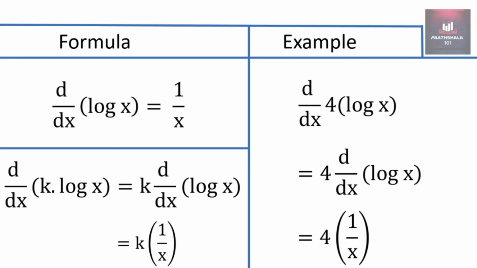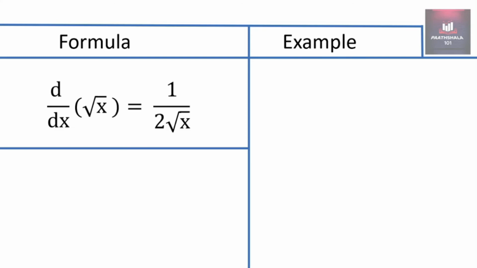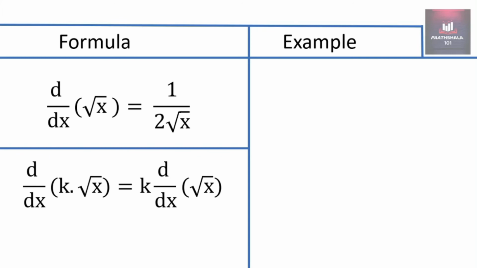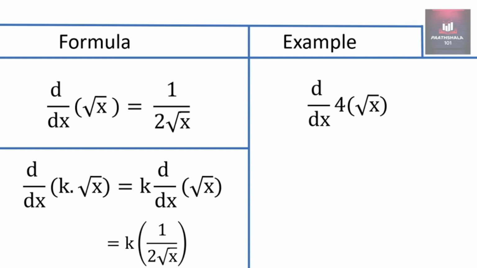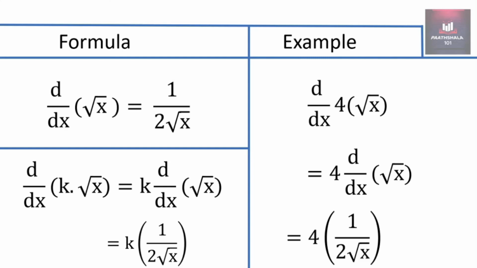Now let's proceed to the next formula. Derivative of root x is 1 upon 2 root x, and if there is a constant with root x, that constant will come outside, so it will be k into d by dx of root x, which will be k into 1 upon 2 root x. Example, derivative of 4 root x: 4 will come outside, it will be d by dx of root x, so it will be 4 into 1 upon 2 root x. Now 4 upon 2 will become 2, so on simplification this will become 2 into 1 by root x.